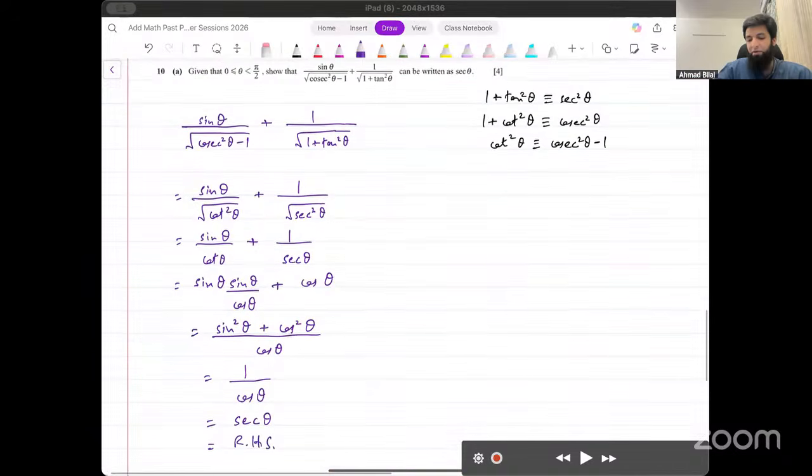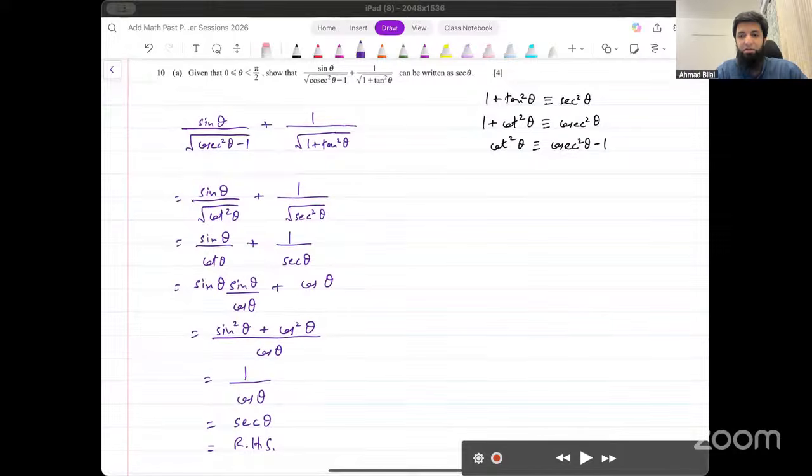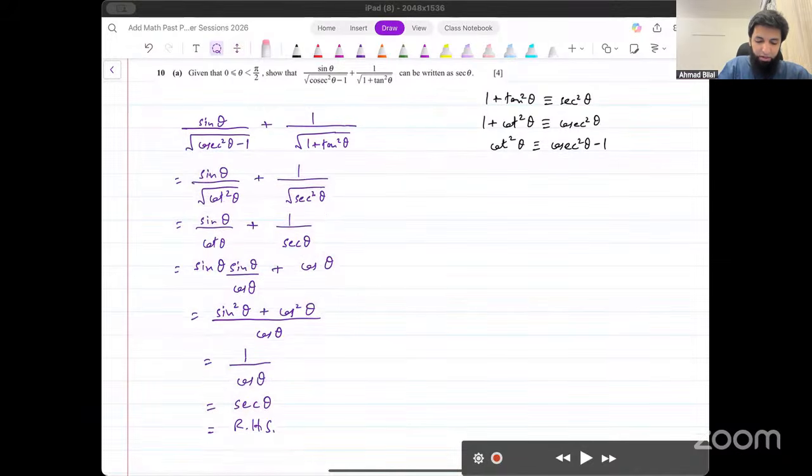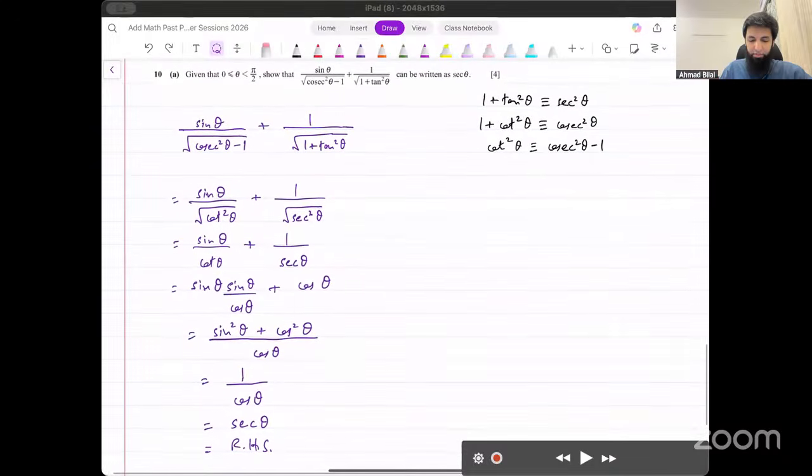Often when you're proving identities, it's not very clear how exactly you would get to the final step, but you just start simplifying things, and eventually you get to a direction that takes you there. You improve with practice, I hope you've done a lot of that. That's how you could do this. Okay, that's part A of this.